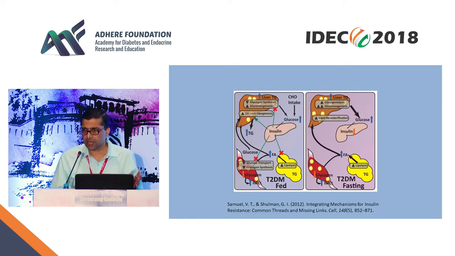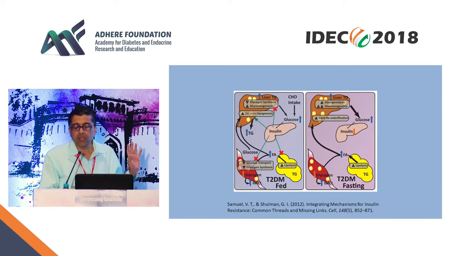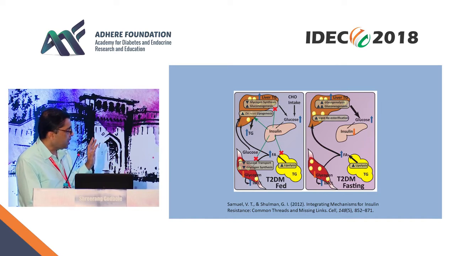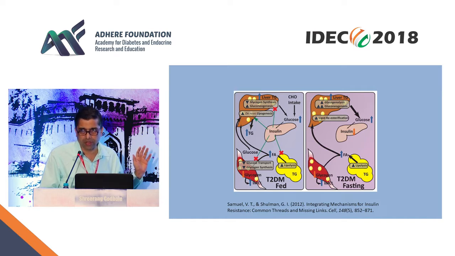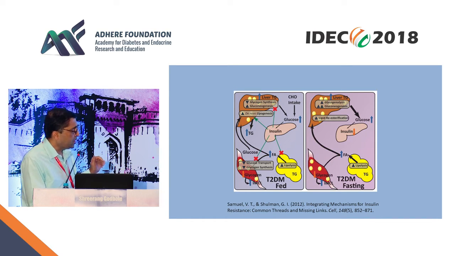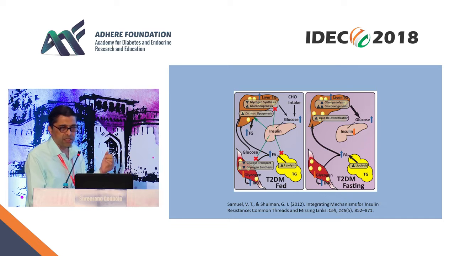What happens in type 2 diabetes? In type 2 diabetes, in the fed state, remember there is a lot of ectopic lipid accumulation in various tissues that you can see as yellow blobs. So at the level of the skeletal muscle, because of the increased intramyocellular lipid accumulation, there is a decrease in the transport of glucose across the skeletal muscle. There is decrease in the glycogen synthesis, and this excess glucose is going to be diverted to the liver.